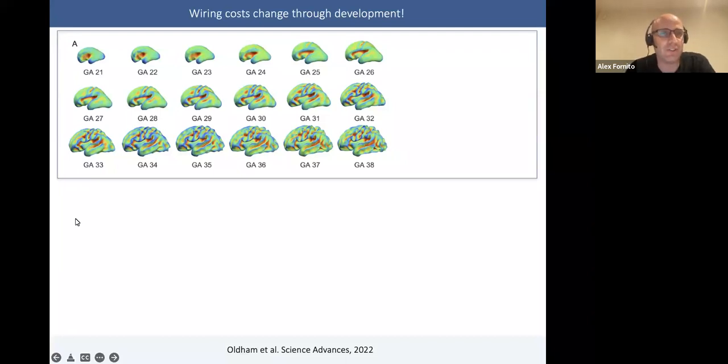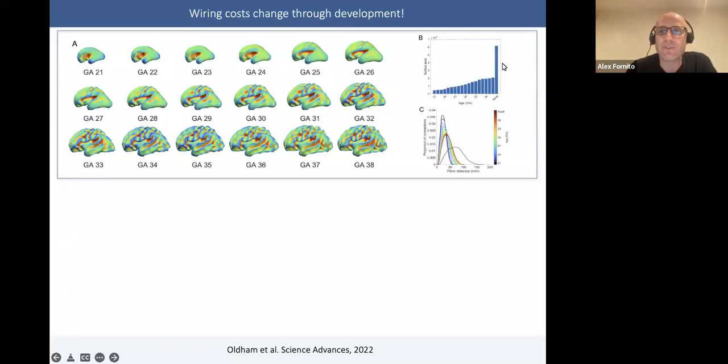So here we've got cortical surfaces taken from gestational week 21 all the way through to 38. You can see there's really dramatic changes in the size and shape of the brain, suggesting that the actual wiring costs that are shaping brain development when connections are actually forming are likely to be very different to those that are estimated in the adult. We just quantify that here. Here we've just got total surface area of the cortex through this prenatal period, and then the adult here. It's something like a 20-fold increase in surface area over that time.